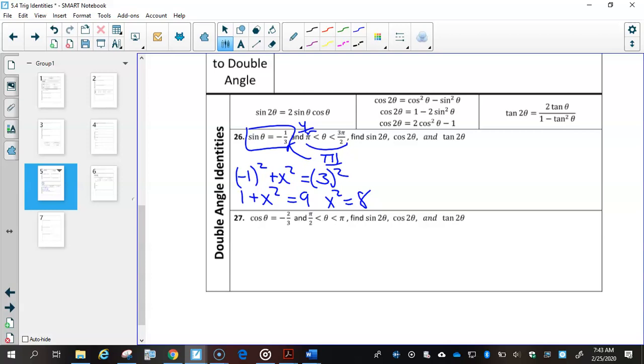What would that be simplified? 2 root 2. Right now we're just looking at the positive values of this, but when we remember where we are, we're in the third quadrant, we have to magically make them negative. So cosine would be negative 2 root 2 over 3. Magically making that negative because it's in the third.